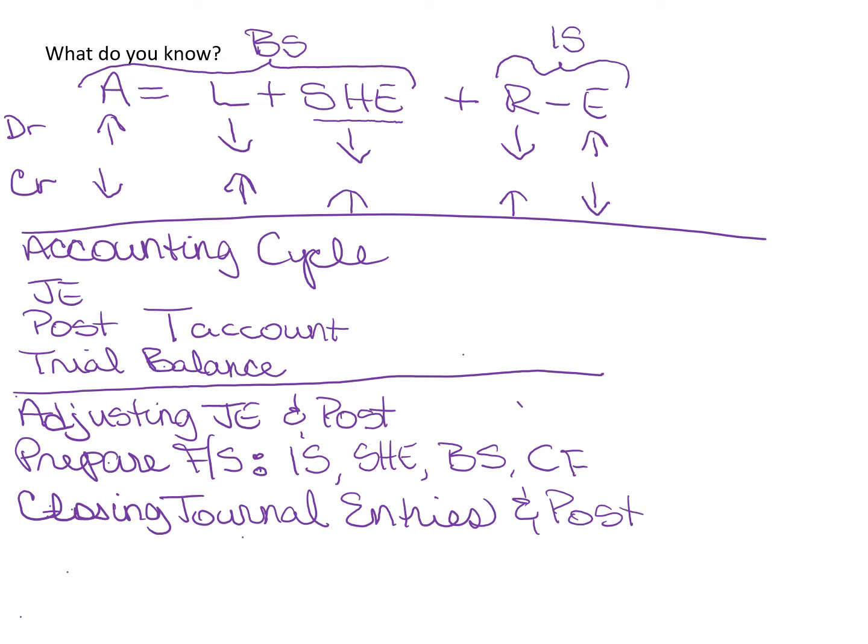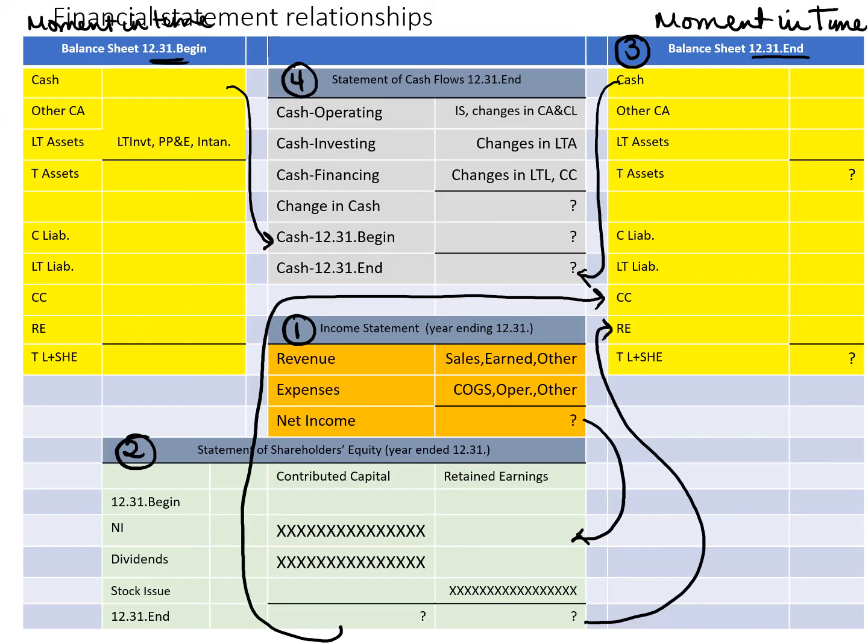Once we've made our closing entries and posted them, we do one last trial balance, and that's called the closing trial balance. The closing trial balance only has in it asset, liability, and shareholders' equity accounts, all of them except for dividends, because dividends is zeroed out. So we know all these things. Well, let's see what else.